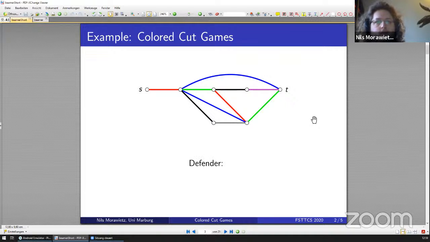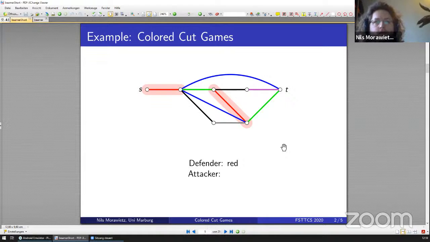Let's start with the defender. He is allowed to choose only one color, and in this example, he has to choose the color red, as otherwise the attacker in the next turn can choose red and disconnect S from T. So the defender may choose red, and these edges are now secured. They cannot be destroyed by the attacker in subsequent turns.